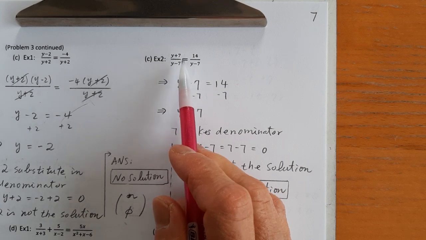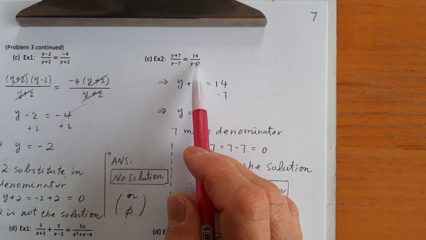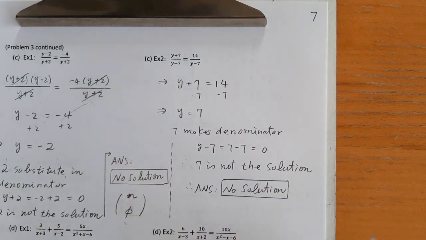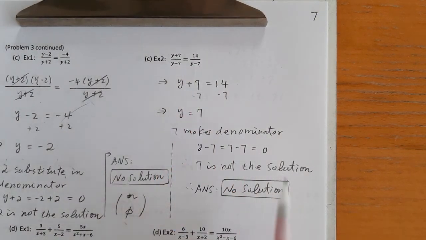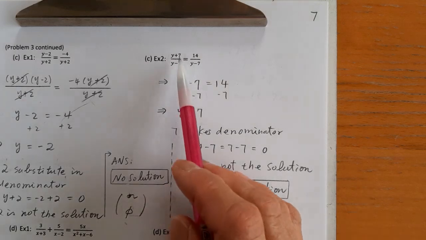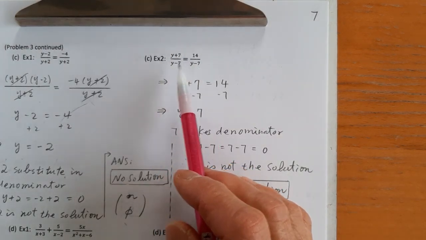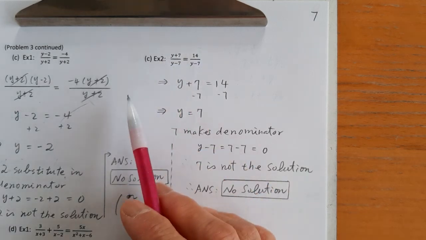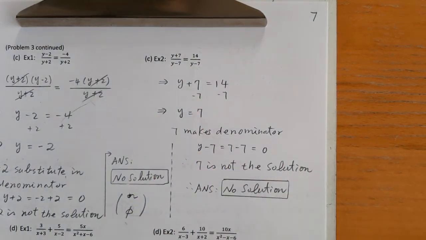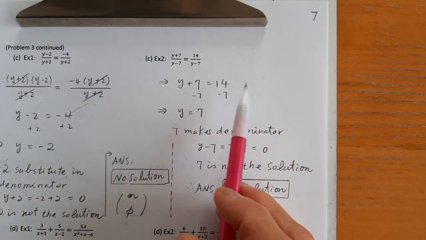y plus 7 over y minus 7 equals 14 over y minus 7. There's another way to do it. You look at the denominator, it is the same, y minus 7. Because the denominators are equal, the numerators should be equal, then the fractions are equal. So the numerator y plus 7 equals 14.